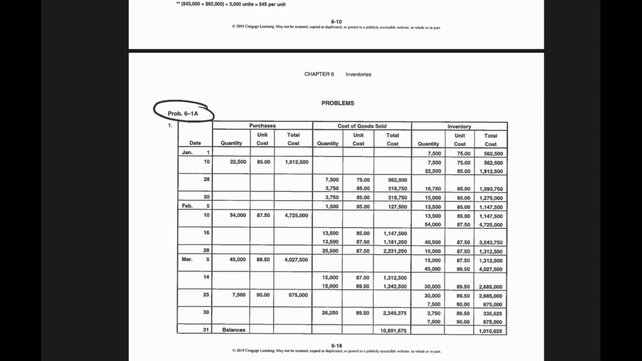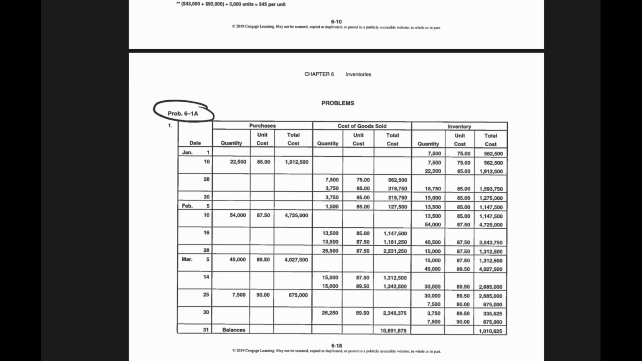Okay, so if we start looking at some of the problems from Chapter 6, once again, all these problems are dedicated to just the specific type of flow. So 6.1a is on FIFO, 2 is on LIFO, and then number 3, it's on weighted average. All of the data is in problem 1a.